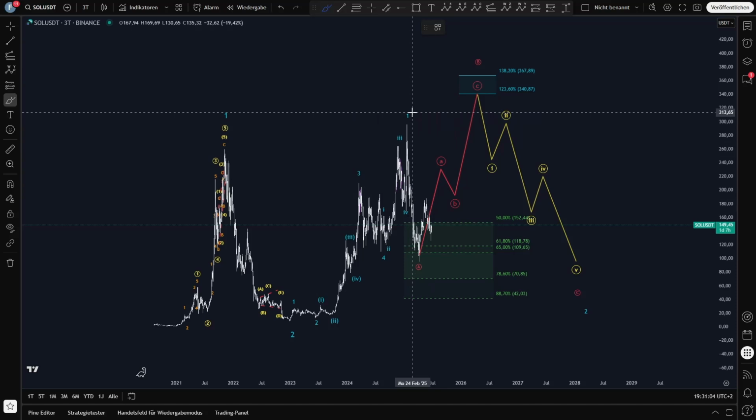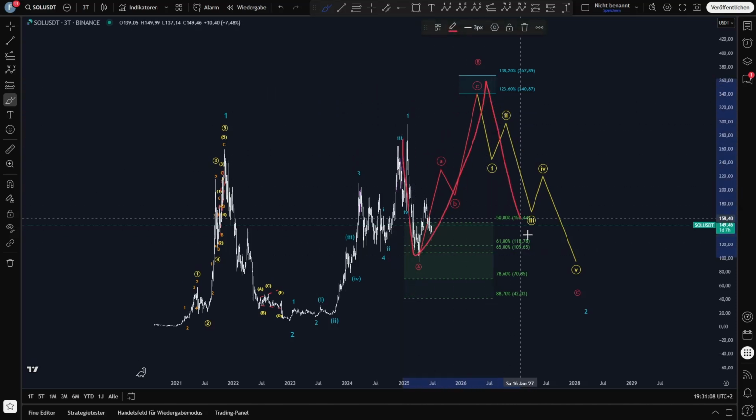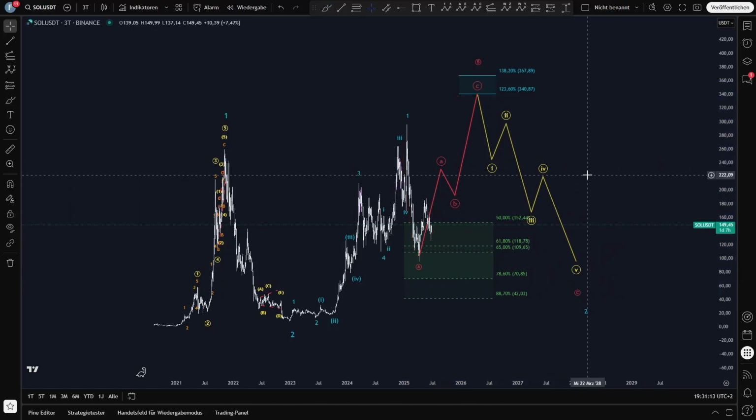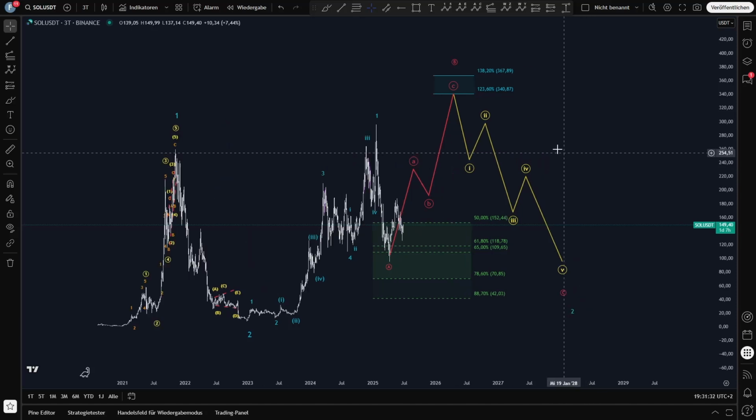So our top of the wave 1 is here. We are tracking an A, a B, and a C. The B wave we can't really predict. The B wave is very unpredictable. A B wave can overshoot, a B wave can also be very short, but I will later come back to the daily chart and explain it a little bit more to you.